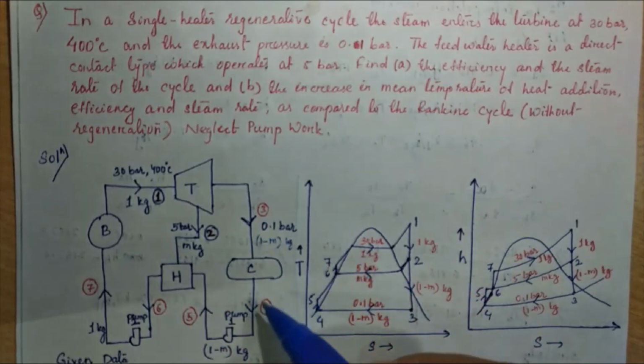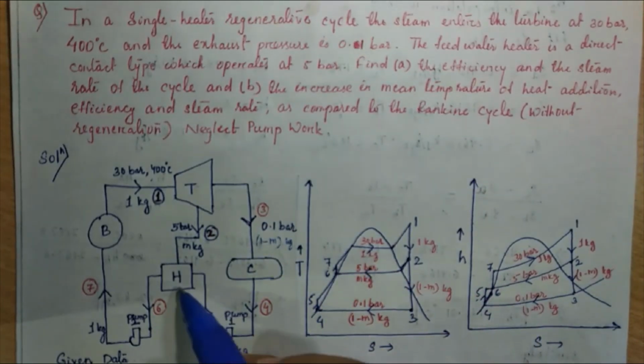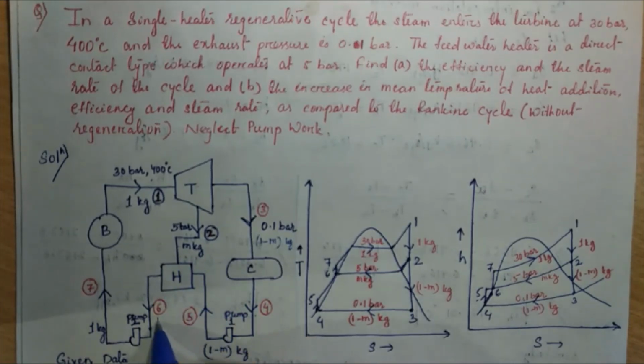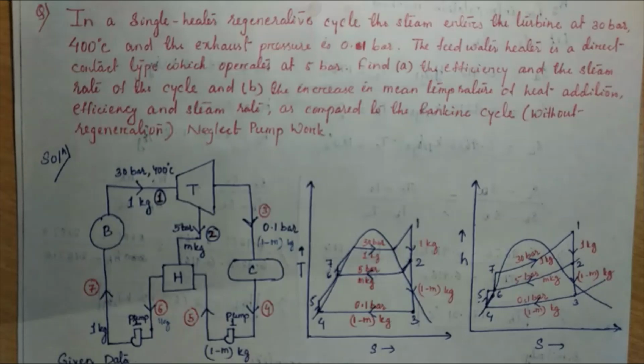This 1 minus m kg enters the condenser and is fed by this pump to this heater, and there this 1 minus m kg is added with this m kg and the total mass becomes 1 kg here, and this is fed to the boiler by means of this pump. According to this, we have drawn the TS and HS diagram.